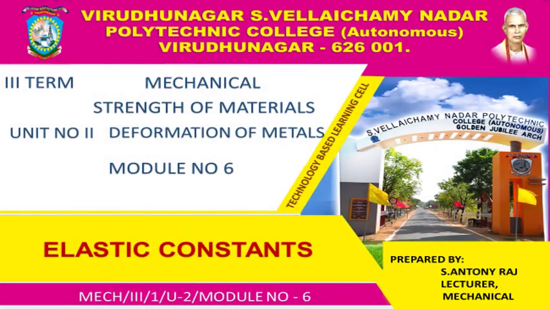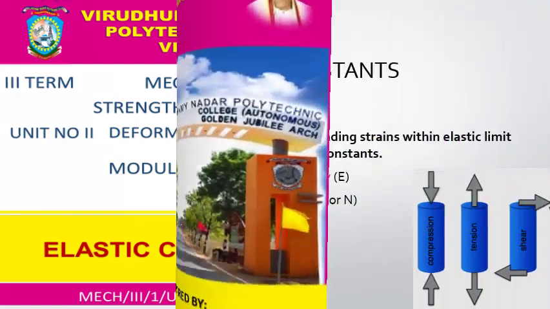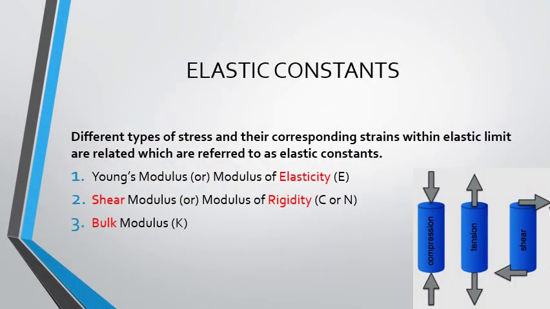Dear students, I welcome you all to module number 6 of Strength of Materials, Unit 2, Deformation of Metals. The topic name is Elastic Constants. This elastic constant topic is a very small topic. So only 3 formulas are used in these elastic constants. So the concept is very simple and very easy. Please listen carefully.